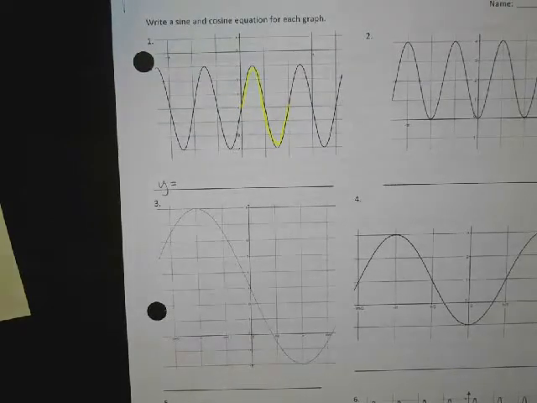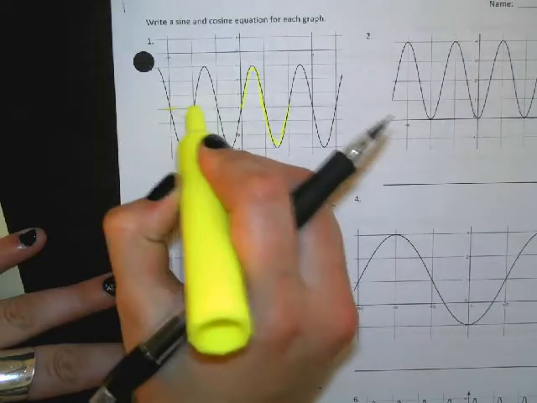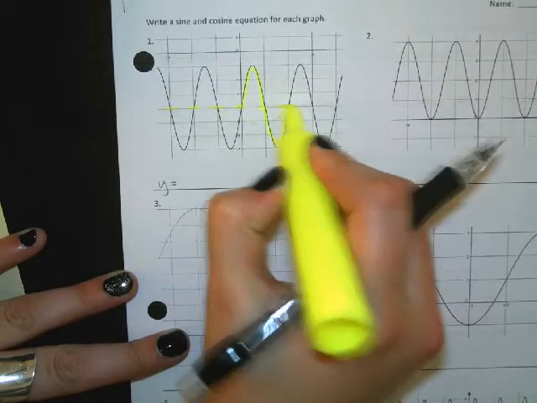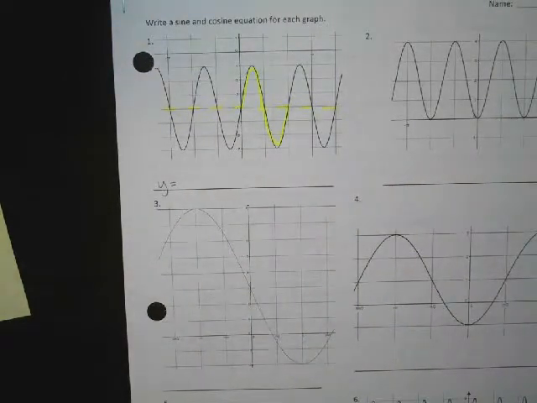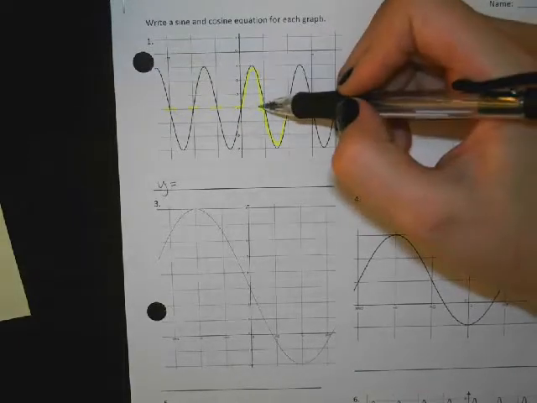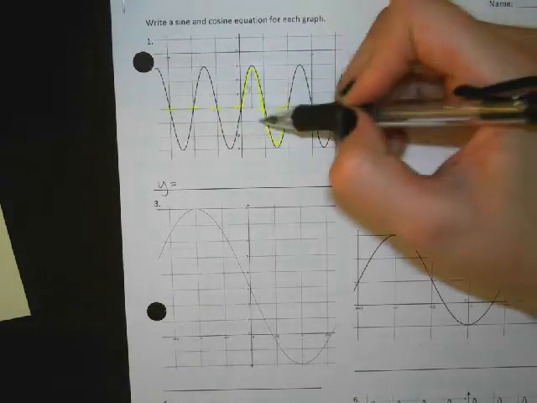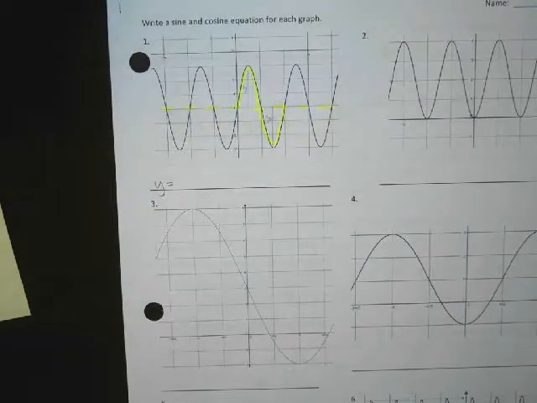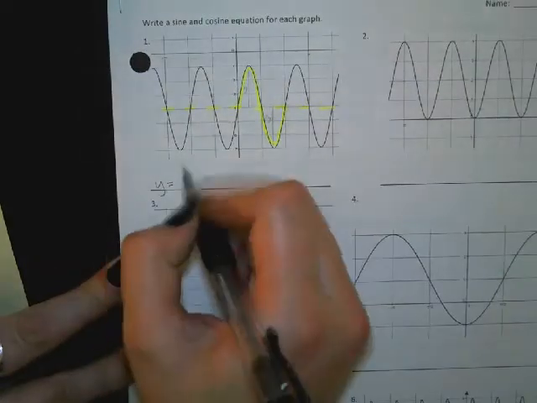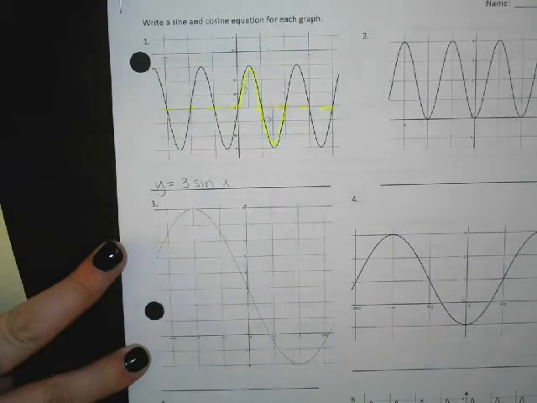All right. So next, I'm going to go ahead and draw a dotted line right down the middle. That's the midline. And that helps me figure out what my amplitude is. So what is the amplitude? Wait, be careful. So from 4, it goes up how many? It goes up 3, and it goes down 3. So what's the amplitude? 3. So I'm going to write y equals 3 sine x.